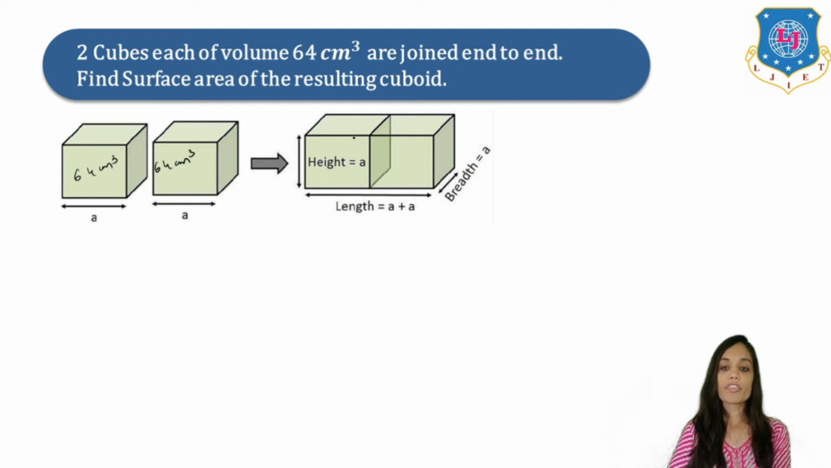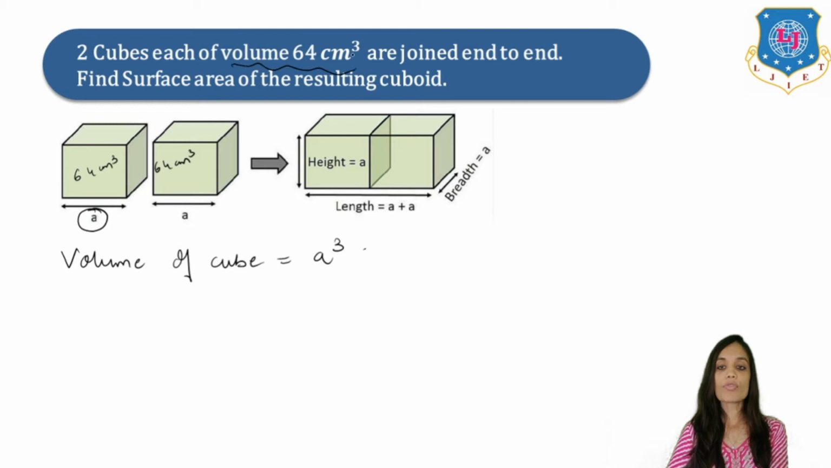What we have to find? We have to find the surface area of this resulting cuboid. But for that, we have to first find the value of A. So we know the formula of volume of cube, that is A cube. Now we are given the volume as 64 centimeter cube. So we can write that A cube is equals to 64. So our A will be 4 centimeter.